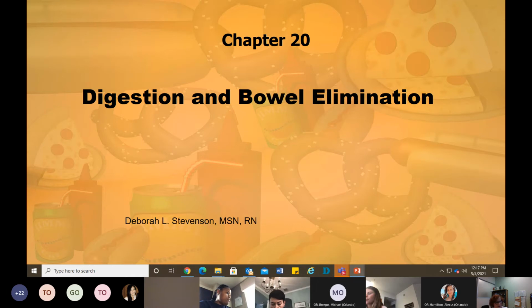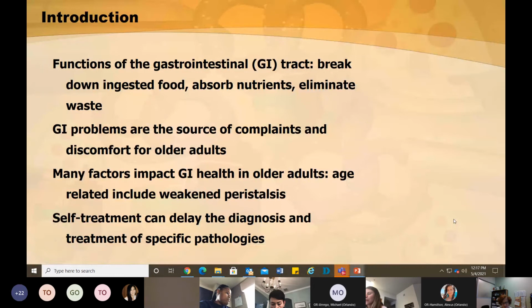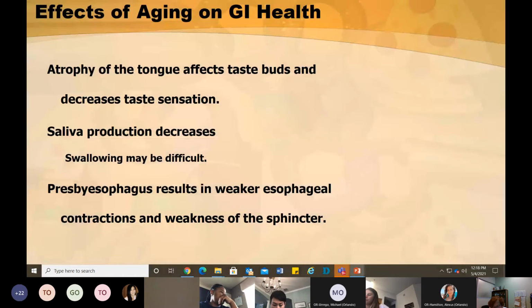So digestion and bowel elimination. So let's take a look at that. I'll have to move away from EKGs now for a short time. Okay, so again, I'm sure you remember as much as you can about the GI tract, ingestion, and how it's important for nutrition, since we did discuss that today. So I won't read this to you. You can read it. Okay.